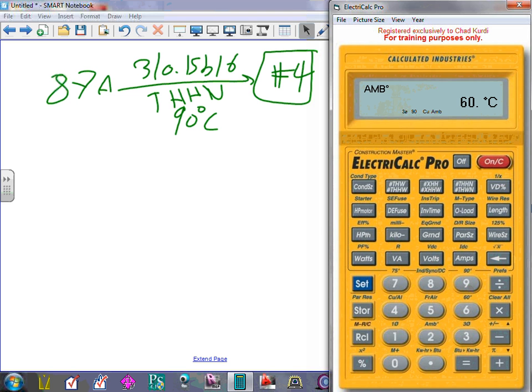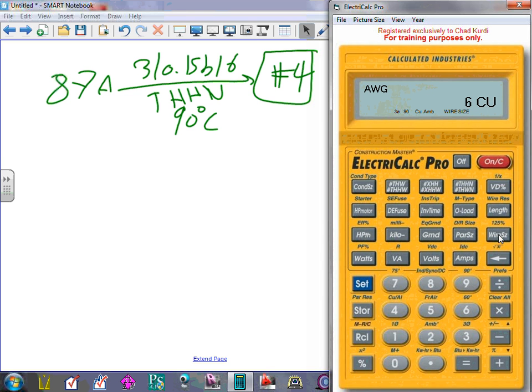We have not done the bundling yet. So go hit wire size. So here's your wire size based on just the temperature. Okay, cool. Hit the wire size based on the temperature only. But we know we have more than temperature.